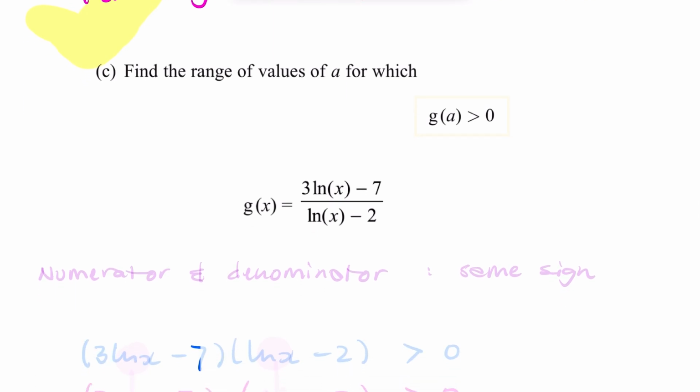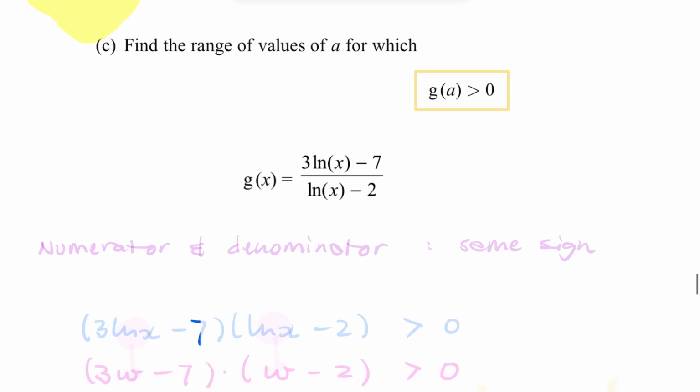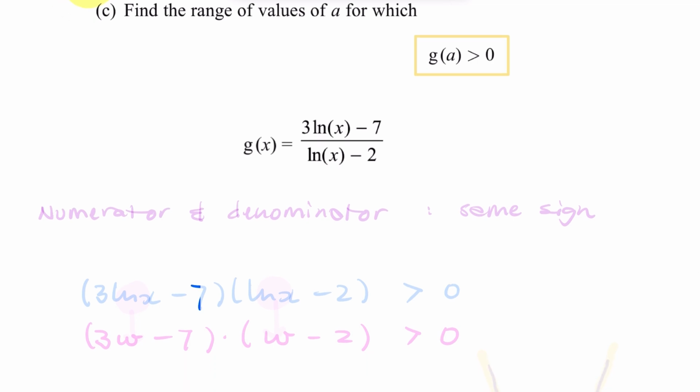The question goes on to ask to find the range of values of a for which the function is positive. So not the gradient this time. They're not asking about the gradient. They're asking about the function itself. So this is the function, g of x. When is it positive? Well, I think it's positive when the numerator and denominator are both positive, or when the numerator and the denominator are both negative. So the numerator and denominator really have to have the same sign, or their product should be positive.